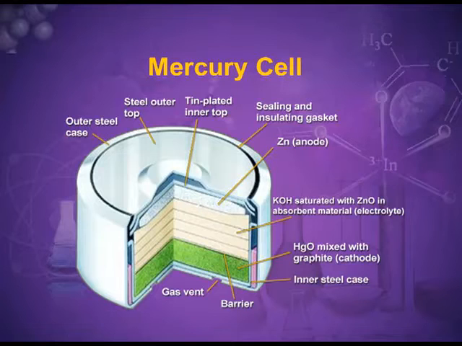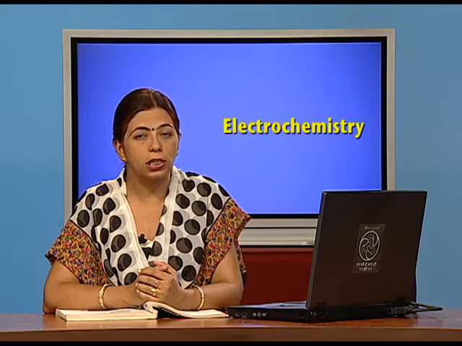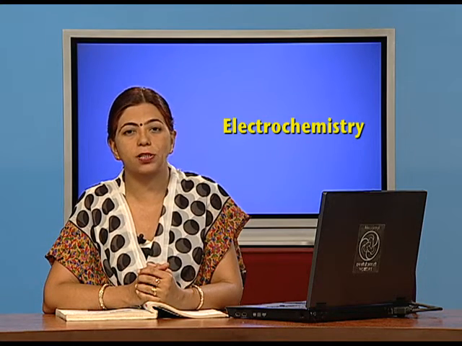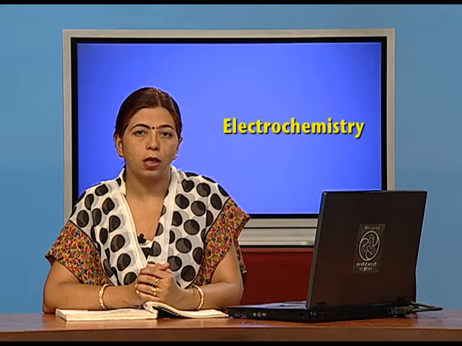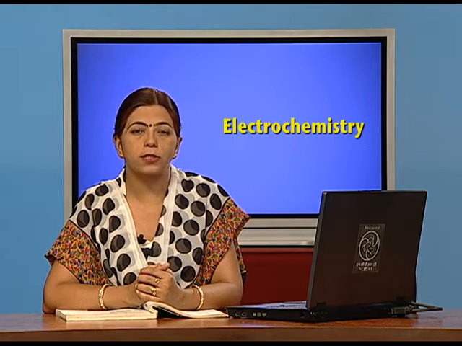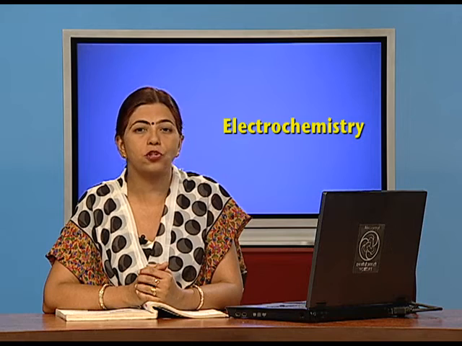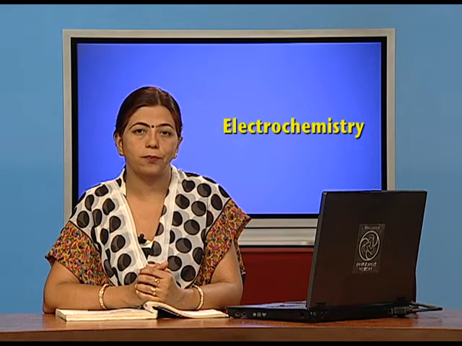The reactions at the anode. At the anode, we already know that oxidation takes place. Oxidation means the loss of electrons. Since the anode is made up of zinc, zinc will lose 2 electrons and will oxidize to the Zn2+ state. These 2 electrons are accepted at the cathode, and HgO, that is mercuric oxide, is reduced to mercury.